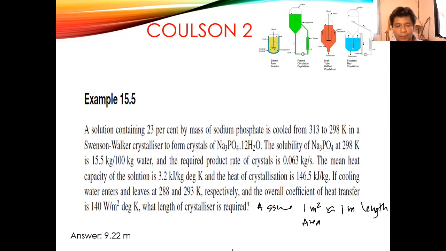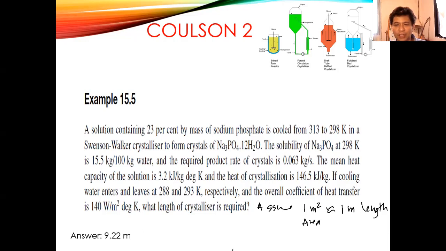Okay, so let's read the problem. A solution containing 23% by mass of sodium phosphate is cooled from 313 to 298 Kelvin in a Swenson-Walker crystallizer to form crystals of sodium phosphate. What is 12? Dodeca, that's dodeca. Dodecahydrate. Okay? Tandaan niyo pa? Tandaan niyo pa ang organic niyo.